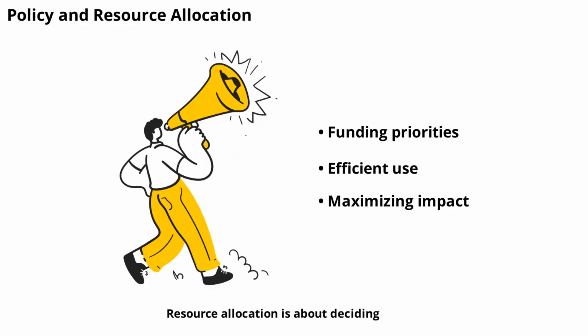Resource allocation is about deciding where to direct government funds, personnel, and materials. Policies guide these decisions to ensure that resources are used efficiently and effectively. For example, a health policy might allocate more funding to disease prevention programs. Smart resource allocation helps maximize the impact of government actions.